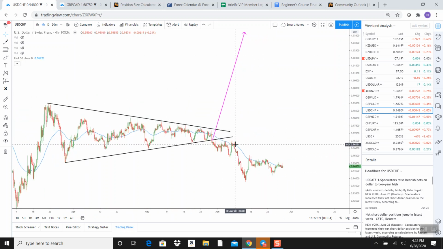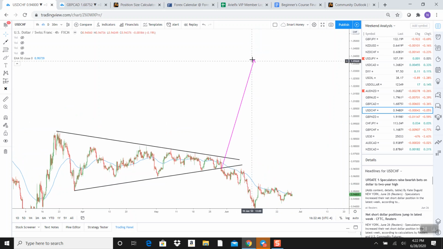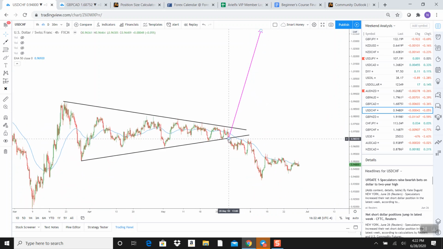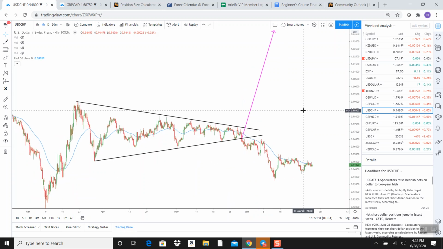So in this case, we didn't get it, but if we did get it, I would have targeted the duplication of this pole. Your target would be right about here. The base of it would be where we last came into before rising. So in this case, if we entered a trade, we would target 1.0374. All right, so that is a pennant formation.